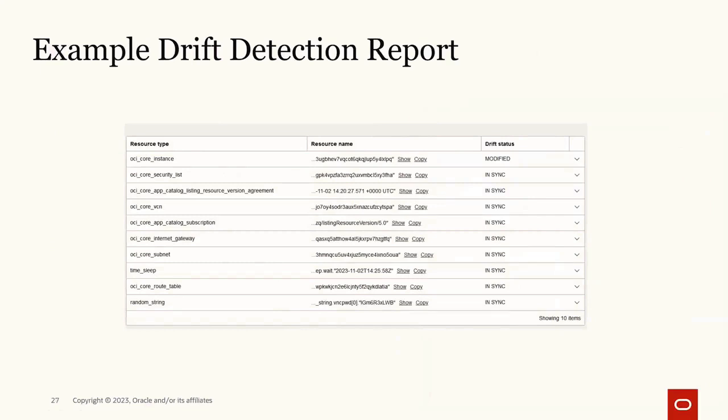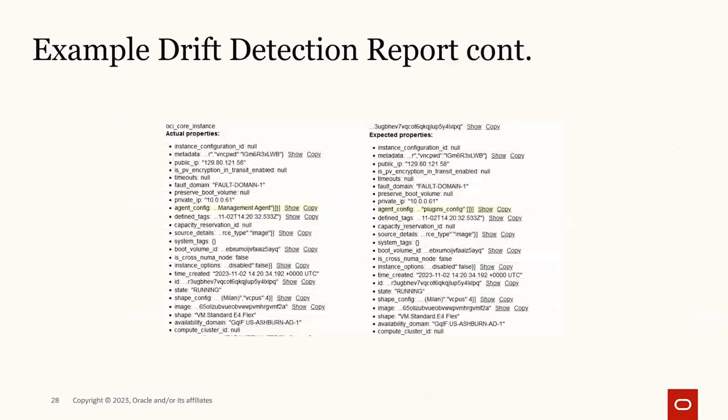We've noticed here the core instance has been modified as a result of our drift detection. We take a look at the actual properties, and the actual properties here show the agent config is management agent, but the expected properties, our code, has defined it as a plugins configuration. So now we have to decide which is appropriate. Was the manual change authorized, and now we need to update our code, or was the manual change unauthorized and we need to roll back the change and go with what was previously defined in the code.